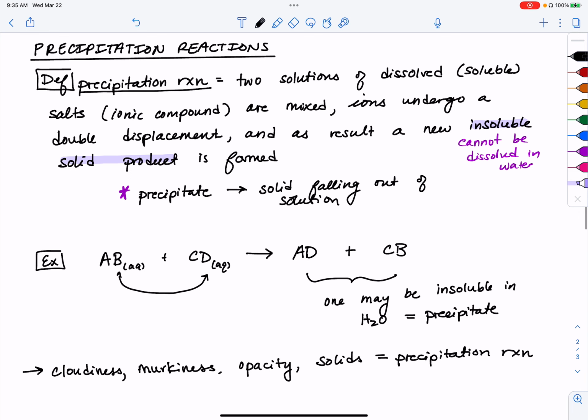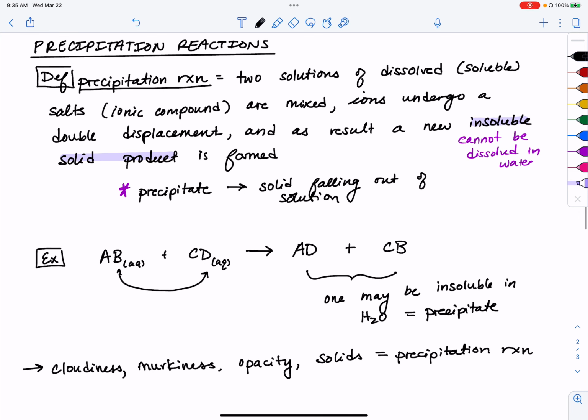Okay, so the whole idea is that in a precipitation reaction, we have our solutions of dissolved soluble salts, or dissolved ionic compounds, that when mixed undergo a double displacement and form a new insoluble solid product that falls out of solution, which we call a precipitate.